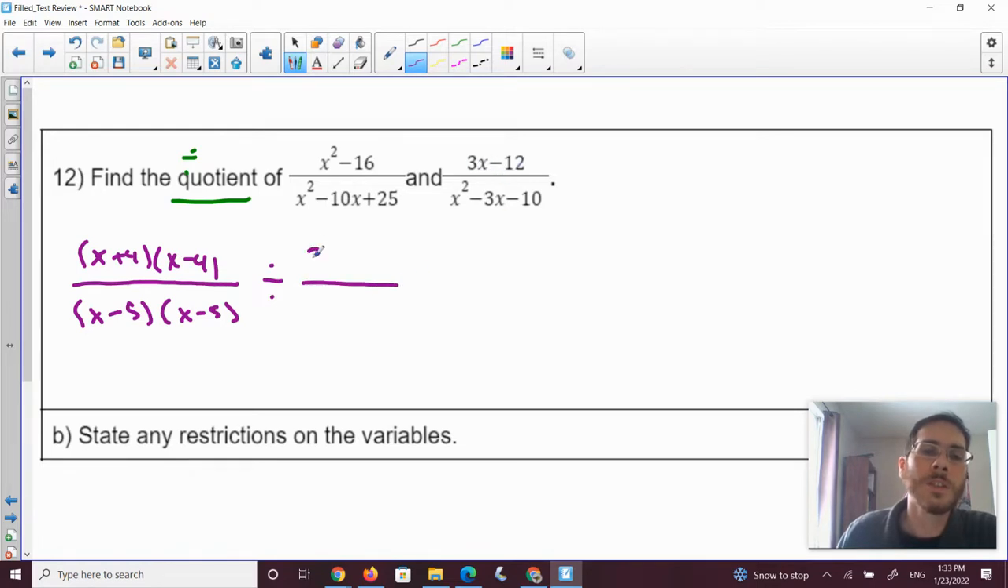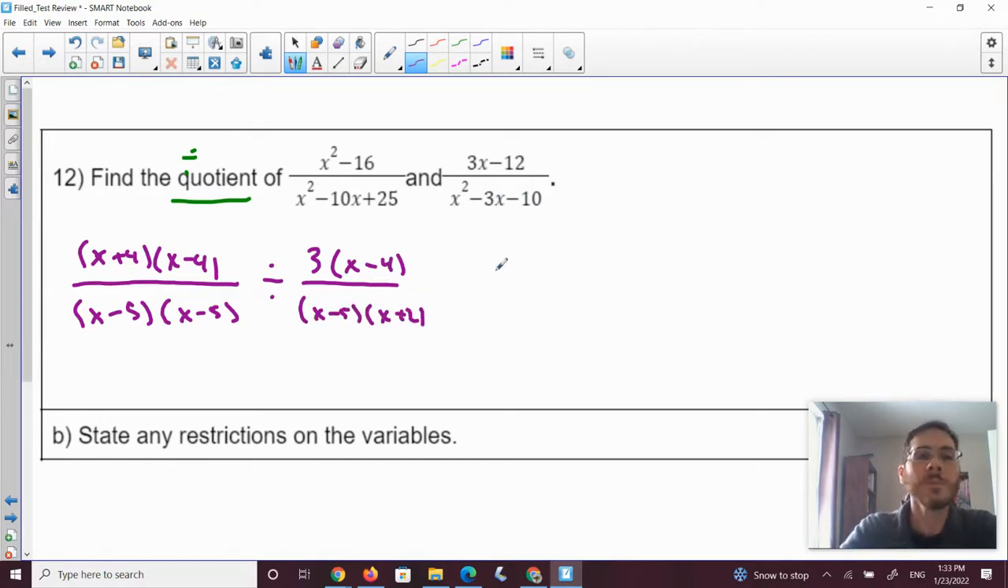3x minus 12 has a GCF. We can take a 3 out of both x and 12. We'll get 3x divided by 3 is x. 12 divided by 3 is negative 4. And then this one we can factor. We think what multiplies to negative 10 and adds up to negative 3. That's negative 5 and positive 2.